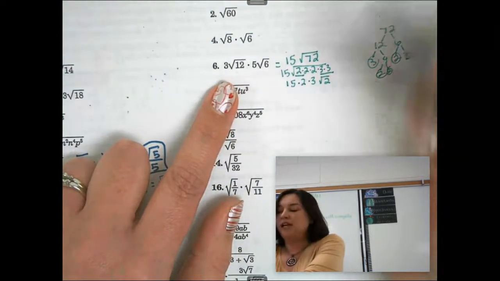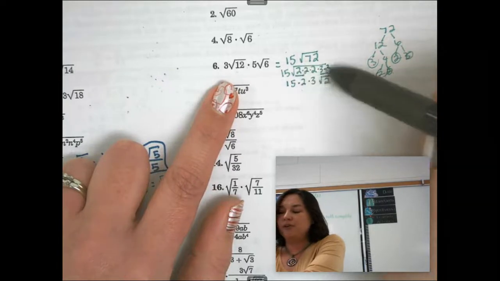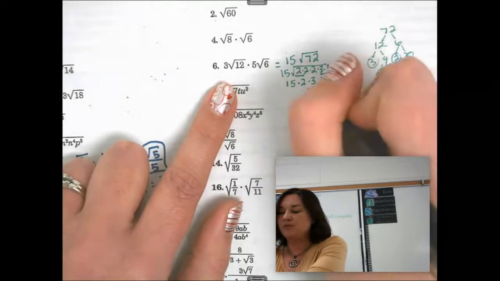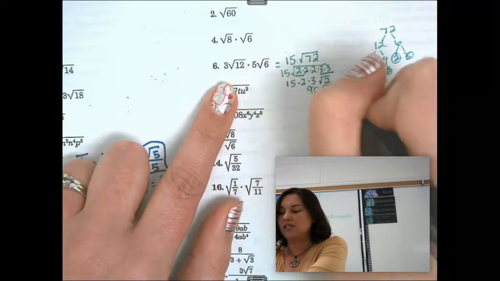So the 15 stays out front. This pair of 2s goes out front. This pair of 3s goes out front, and that 1 2 is left under there. The 15 was already out front. I brought the 2 out front, and I brought the 3 out front, and the 2 had to stay under there. 15 times 2 is 30. 30 times 3 is 90. So the answer to this is 90 square roots of 2.